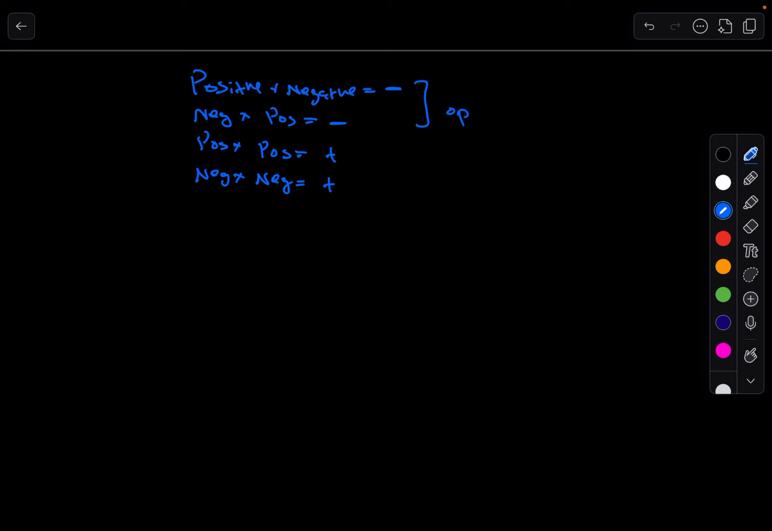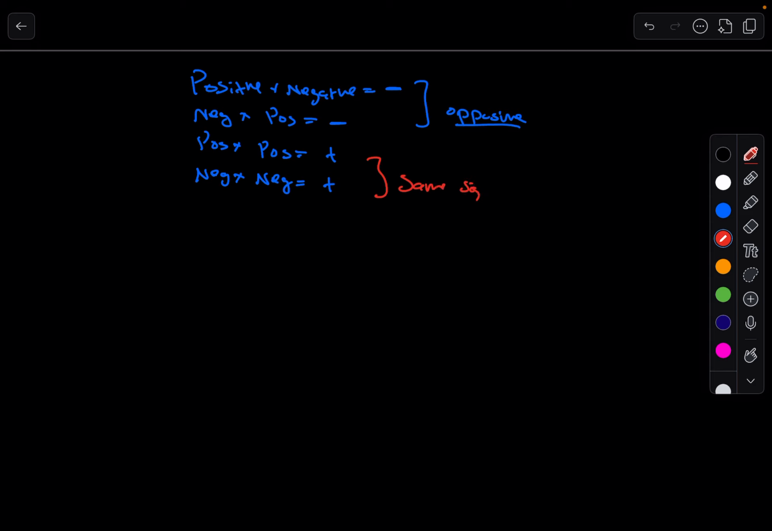So here are the rules, official. Positive times negative equals negative. Negative times positive, I'm just shorting this, also negative. Positive times positive, positive, same sign. Negative times negative, positive. Look, see how these are opposites?